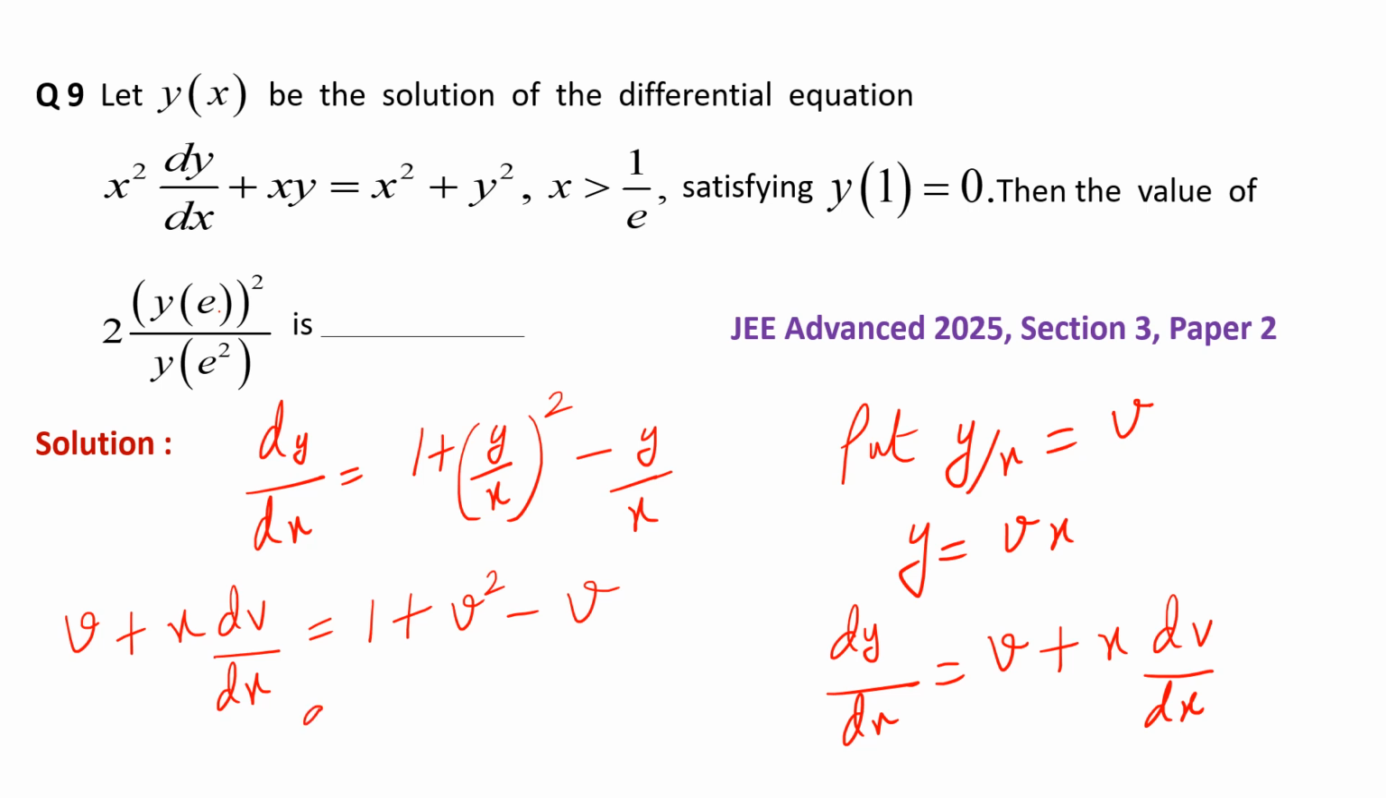So from here I get x into dv by dx equal to v minus 1 whole square. Now students, it's clearly a differential equation of variable separable form. Now we will solve this differential equation and get the function y of x.